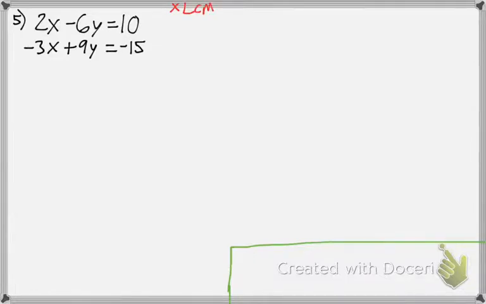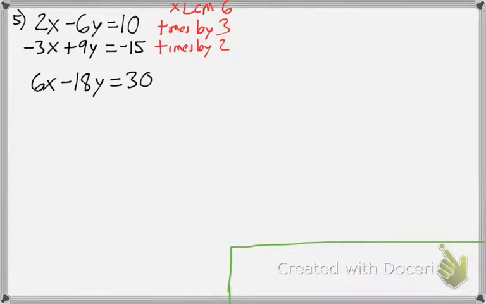It's kind of like an LCD, and that would be 6, meaning both 2 and 3, I can build those both up into 6. So if I multiply this times by 3 and times by 2, then my new equation is going to be 6x minus 18y is equal to 30, and I have negative 6x plus 18y is equal to negative 30.